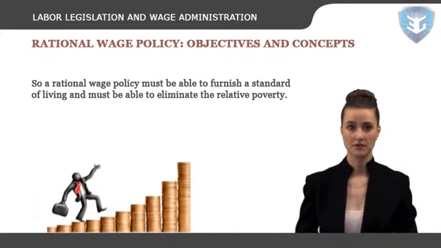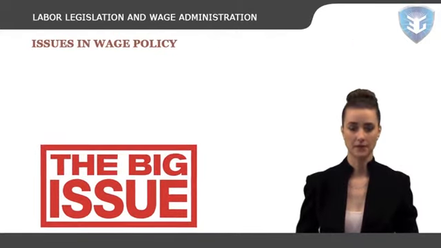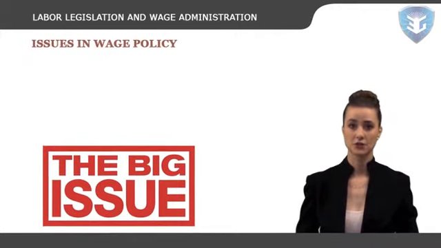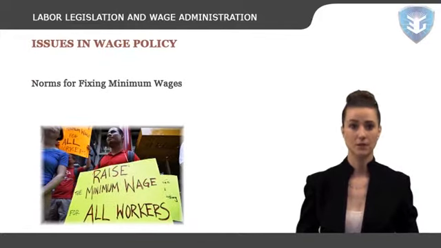Fixing minimum wages, fixing ceiling in wage incomes, wage structure, price stability. Let us study about issues in wage policy now. Some of the issues and concerns faced regarding minimum wages are: norms for fixing minimum wages.